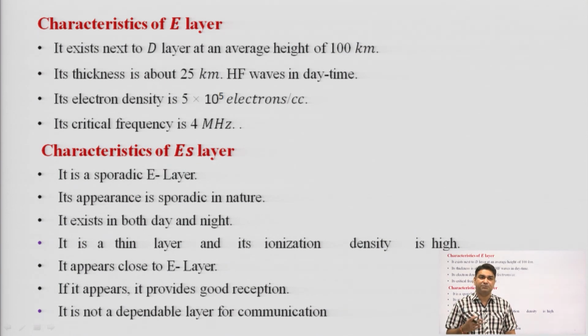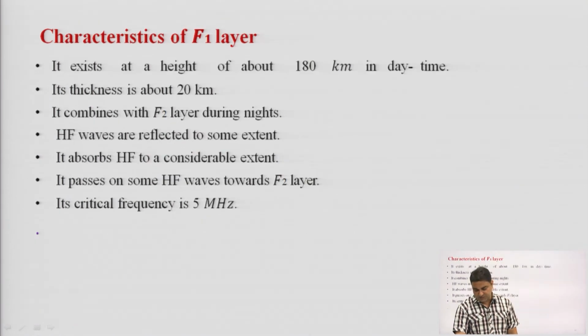ES layer is the sporadic E layer, and its appearance is sporadic in nature, which exists during both daytime and night time. It is a thin layer and its ionization density is high, and it appears very close to the E layer, and it provides good receptions.